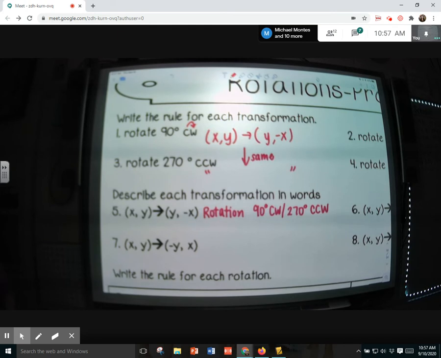So 1 and 3 are the same. I mean, 4 and 2 is 2 and 3. Are they? No, they're not.